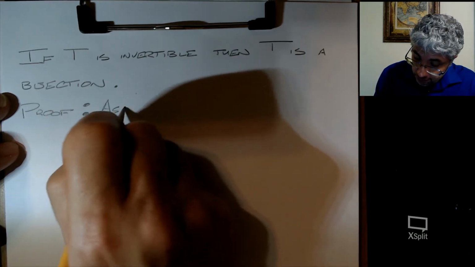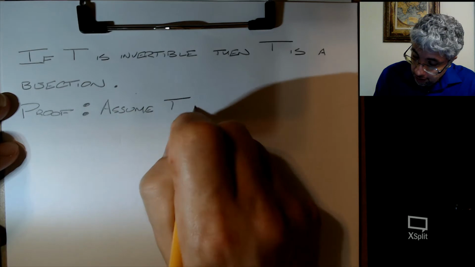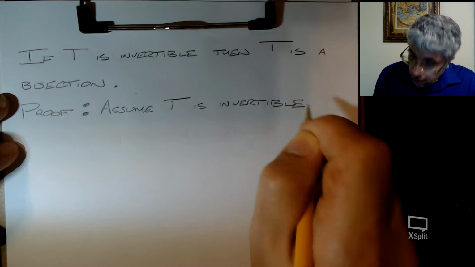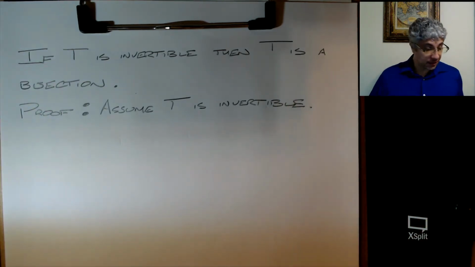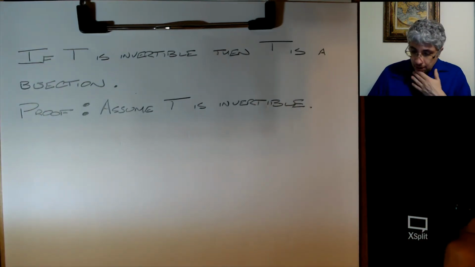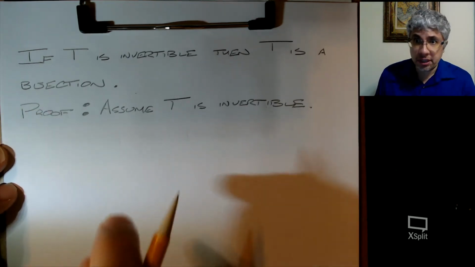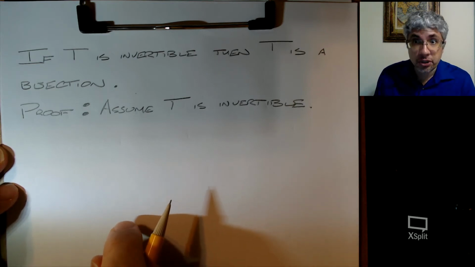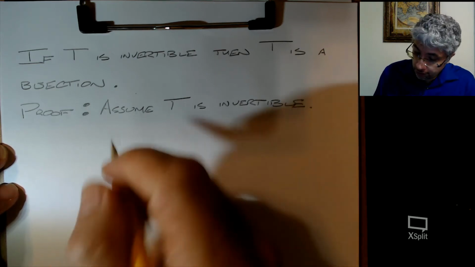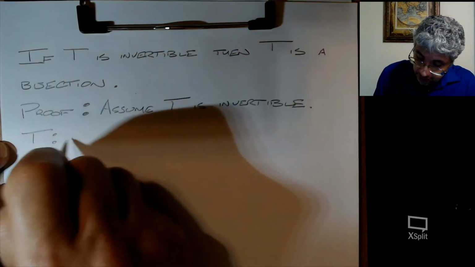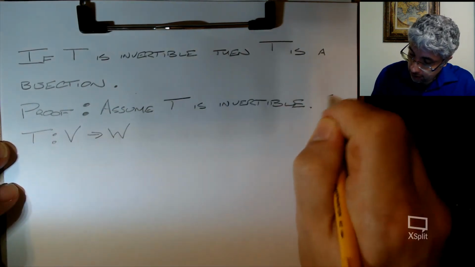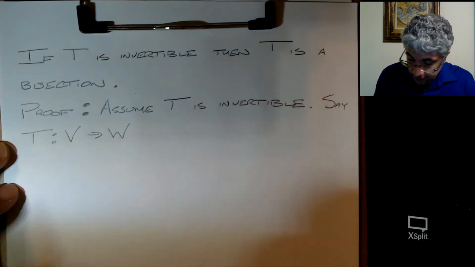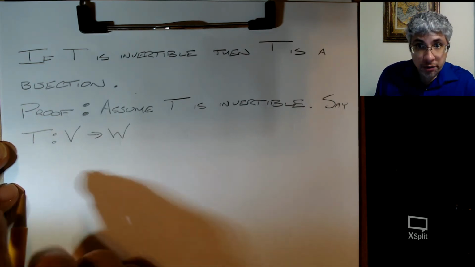Okay, so we'll assume T is invertible. So we now know that the inverse of T exists. We want to show it's injective and we want to show it's surjective. It doesn't really matter which we show first. Let's try to show it's surjective. So what does that mean? Well, I haven't said where T goes, so let's say that T goes from V to W. We know that T is invertible, it goes somewhere, so let's say it goes from V to W. I want to show it's surjective.